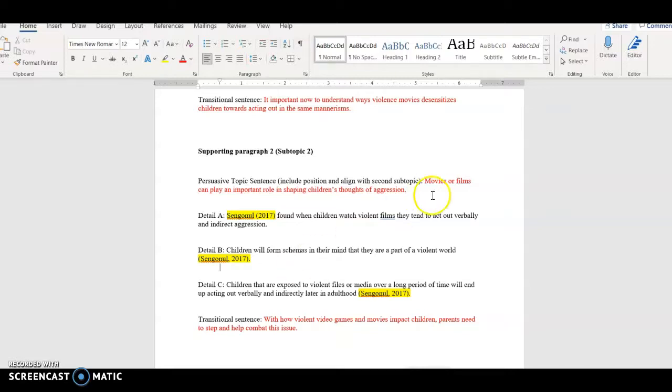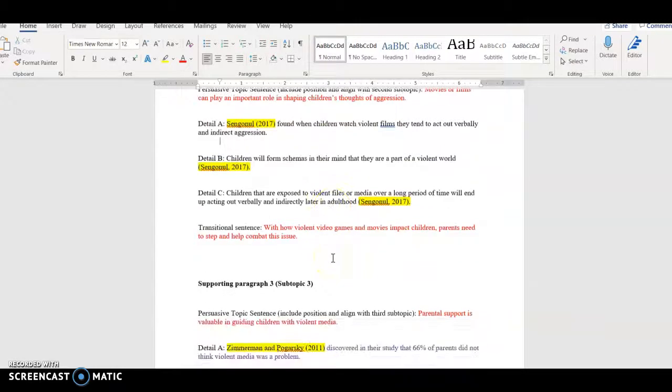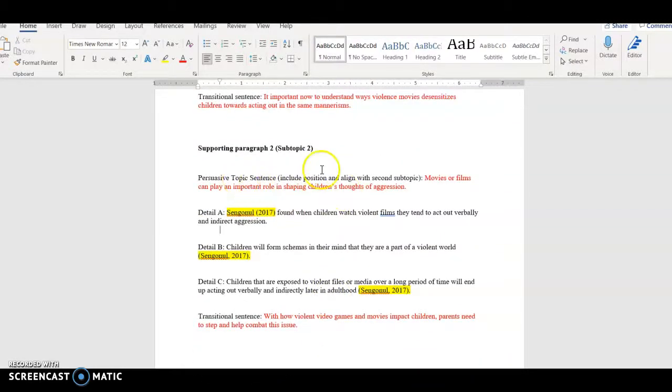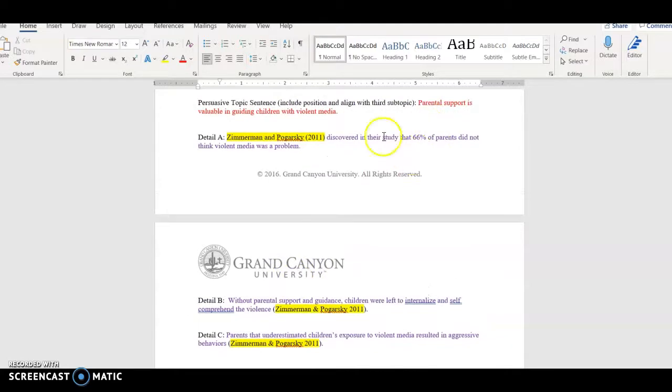And again, you notice how I have my transition statement here, what's going to introduce my next subtopic, and my persuasive statement up here that's going to introduce what this is. Okay, same thing with the third subtopic. "Parental support is valuable in guiding children with violent media." Boom. I state what this paragraph's pretty much about, and then I go into the details.